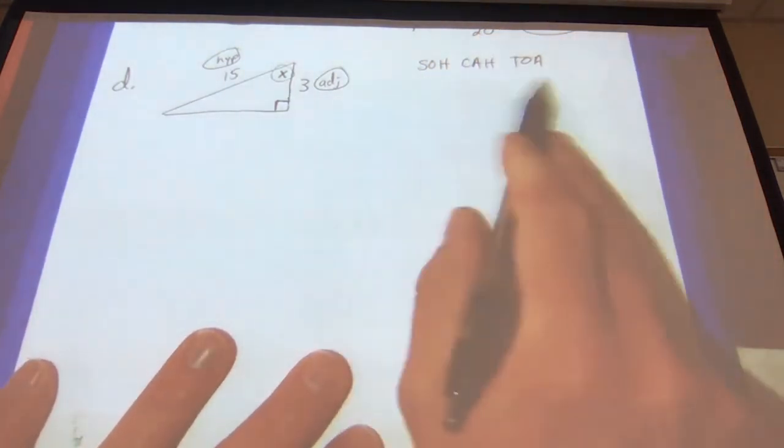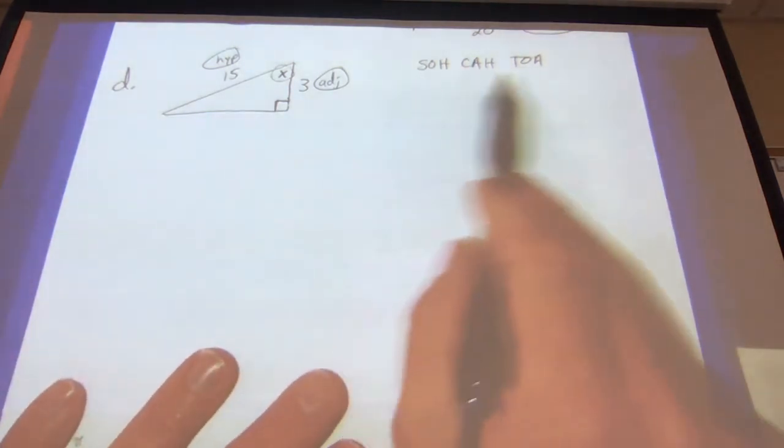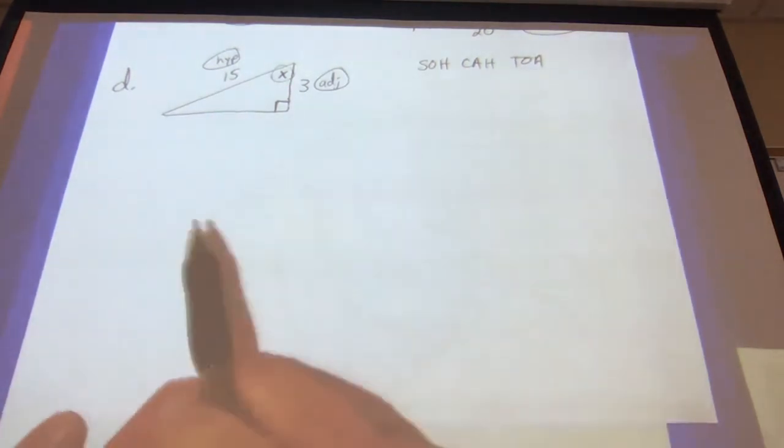And eventually you're not going to have to write all this out. Some of you are probably already there. You can just think it through in your head. But if you need to, write it out.